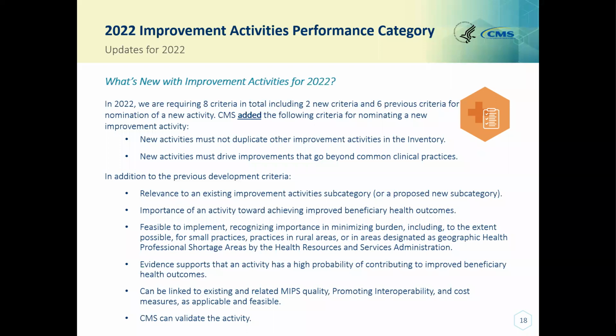So relevance to existing improvement activity subcategories, the ones that I discussed in the previous slide. The importance of an activity towards achieving improved beneficiary health outcomes. Feasibility for it to be implemented, especially in light of small practices, rural practices, and HPSAs, those need to be considered. Evidence supporting that an activity has a high probability of contributing to improved beneficiary outcomes. Also that it can be linked to the existing and related MIPS quality, promoting interoperability, and cost measures as applicable and feasible. And then finally, that we can validate the activity. Next slide, please.